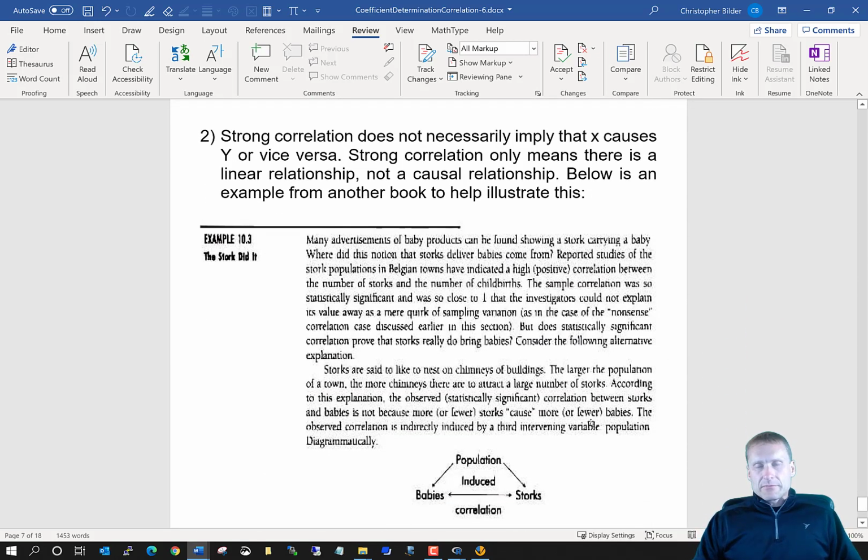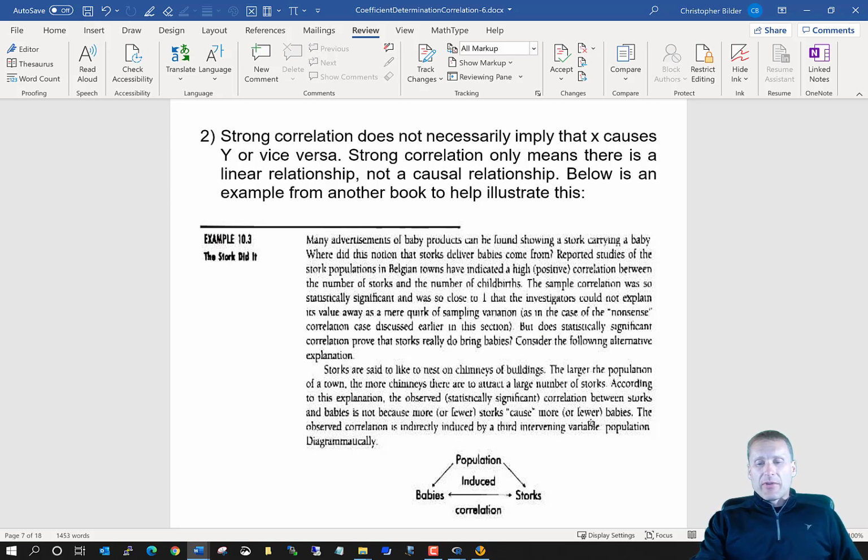Also, having what's called strong correlation, meaning you're close to 1 or close to -1, does not necessarily imply that, let's say, X causes Y. So a correlation coefficient is not a measure of causation. And you've got to be very careful about that.